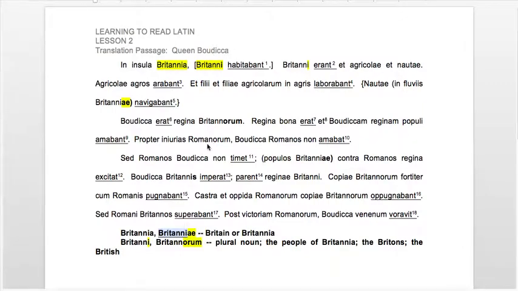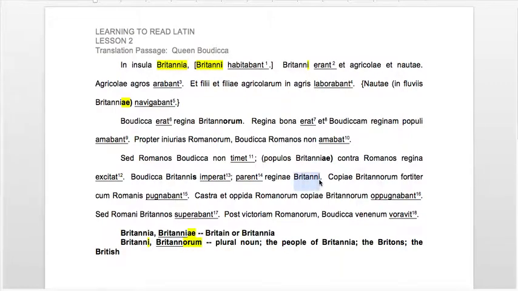In this particular word, Britannis, I have only one I. And when I look at the base of Britanni, I'll underline that for you, you should notice that there is no I on the base. So Britannis is in fact referring to the people themselves.